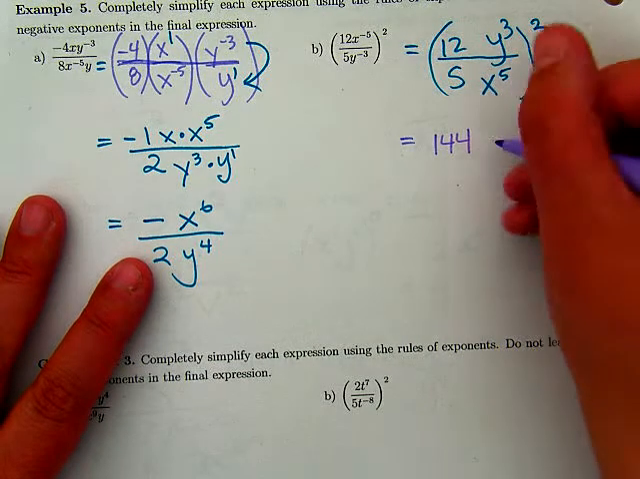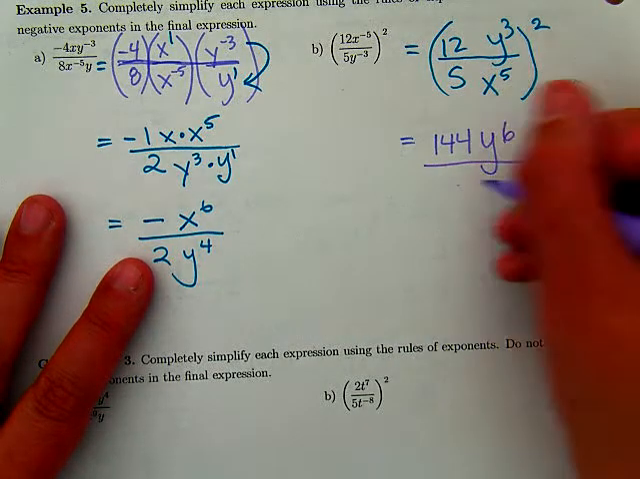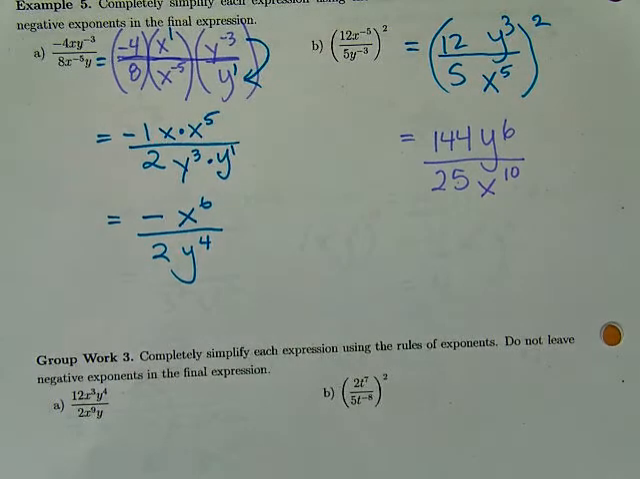144, y to the 6th, 25, x to the 10th. So everybody see how we got that? Yes?